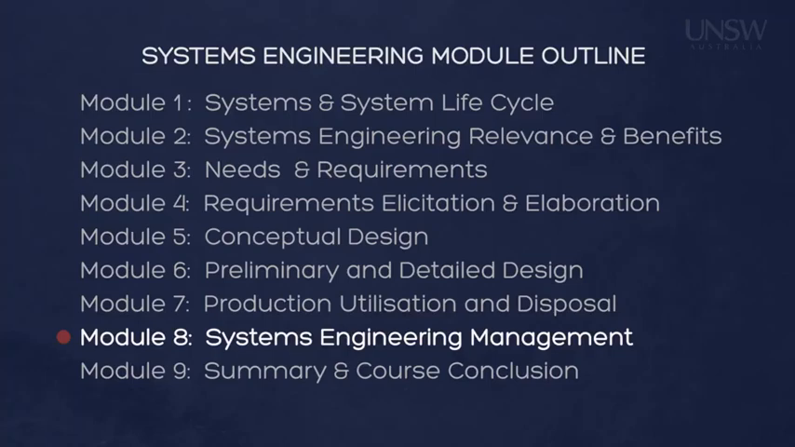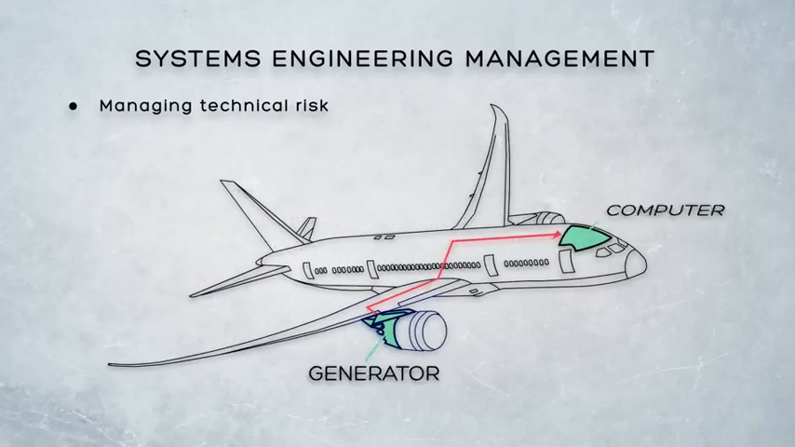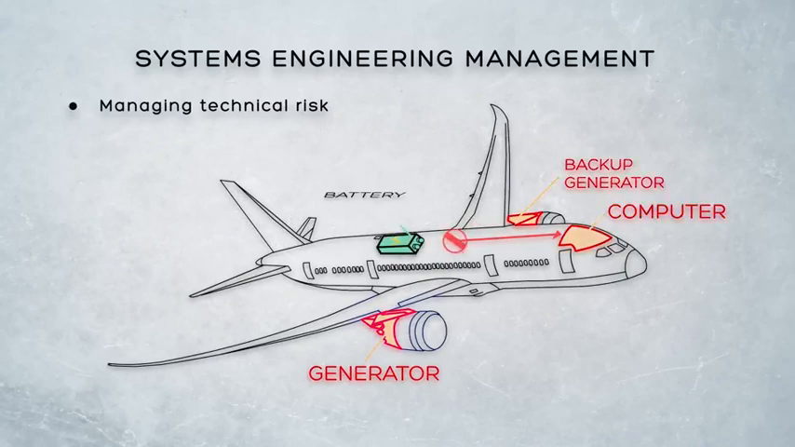In this module, we explore some of the key management issues that systems engineering must address in order to maintain balance and control across the systems engineering effort. We look specifically at issues such as verification and validation, configuration management, technical risk management, and the management of the technical review and audit program. We also explore some of the broad strategies that might be adopted when executing a systems engineering process.